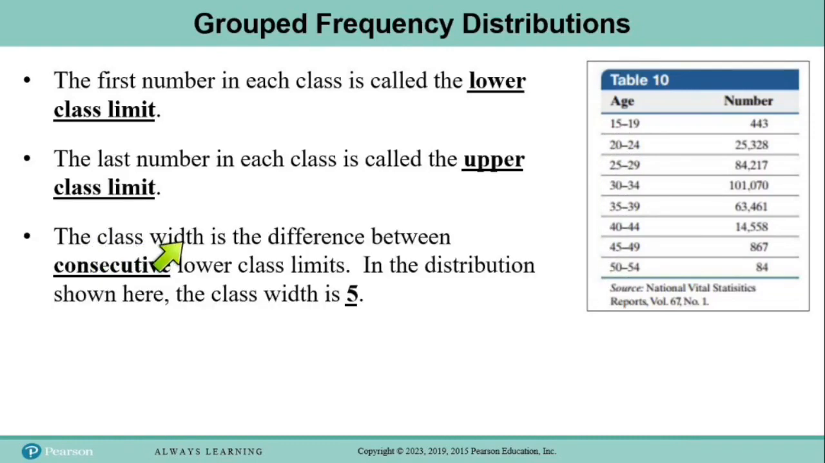The class width is the difference between consecutive lower class limits. So in this case, the class width is 5. Notice that the difference between these two lower class limits is 5. 20 minus 15 is 5. And no matter which two classes you pick, the difference between any two consecutive lower class limits is always 5. This one goes from 40 to 45. This next one goes from 45 to 50. So in this case, the class width is 5.